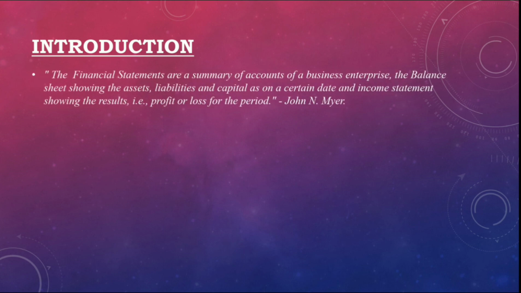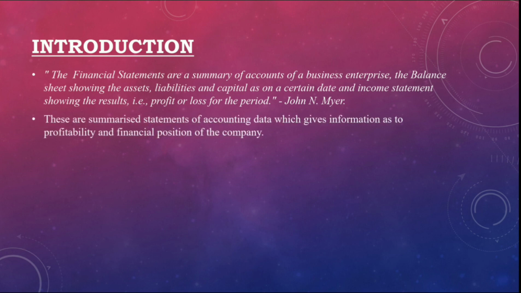According to John and Meyer, the financial statements are a summary of accounts of a business enterprise, the balance sheet showing the assets, liabilities, and capital as on a certain date, and the income statement showing the results, that is, profit or loss for the period. They are a summary of business transactions and depict the various financial transactions and account balances through the statement of profit and loss and balance sheet, respectively.